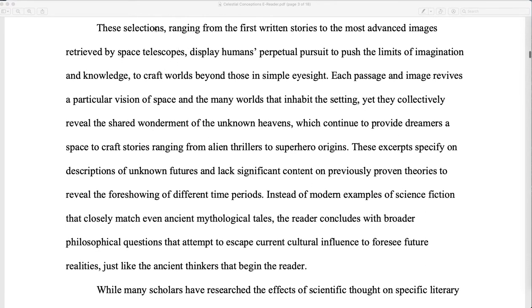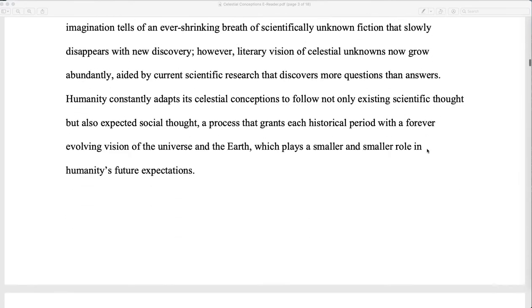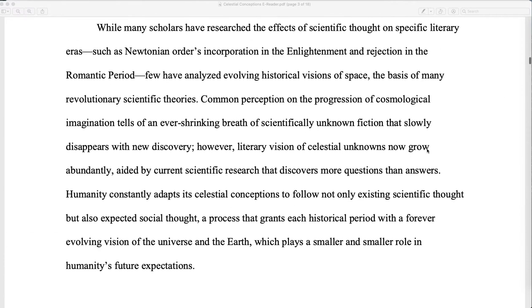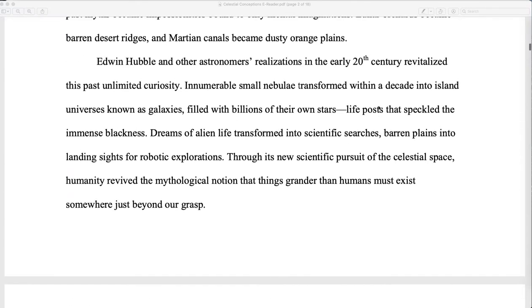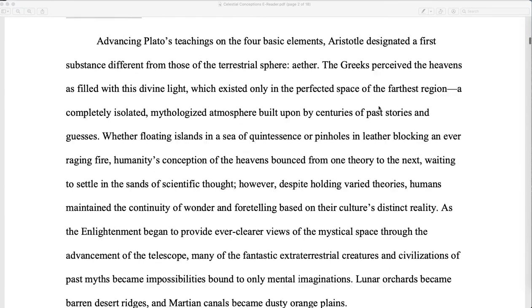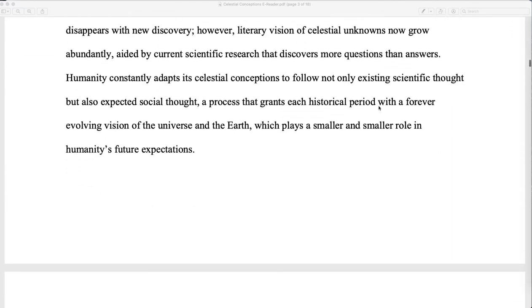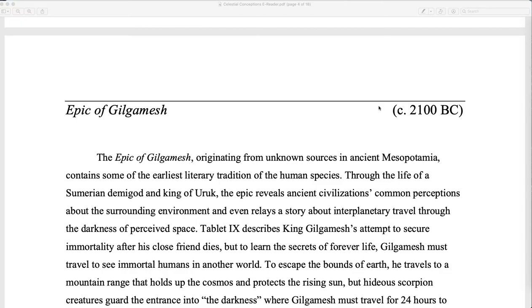Here he's telling us where these selections come from. He's telling us what these selections focus on. And then in his last paragraph here, he tells us a little bit about what his overall thesis is for the importance of cosmological imagination in literature and philosophy. Okay, so that's his intro here. And it's almost 2 pages long, double spaced. That's what he wrote, okay?